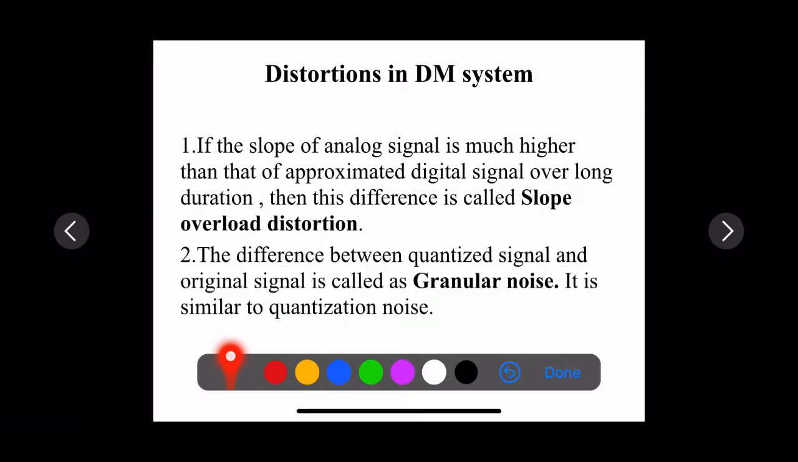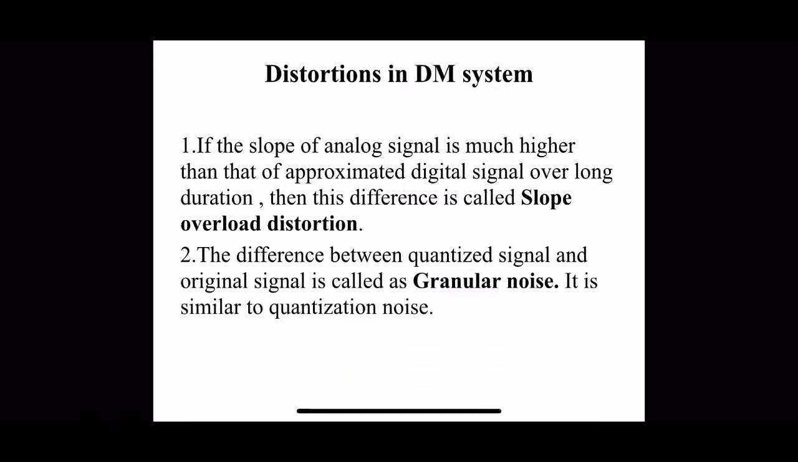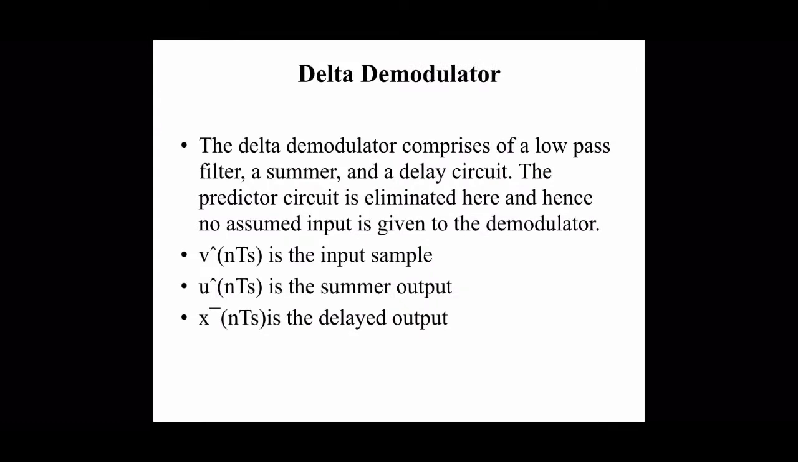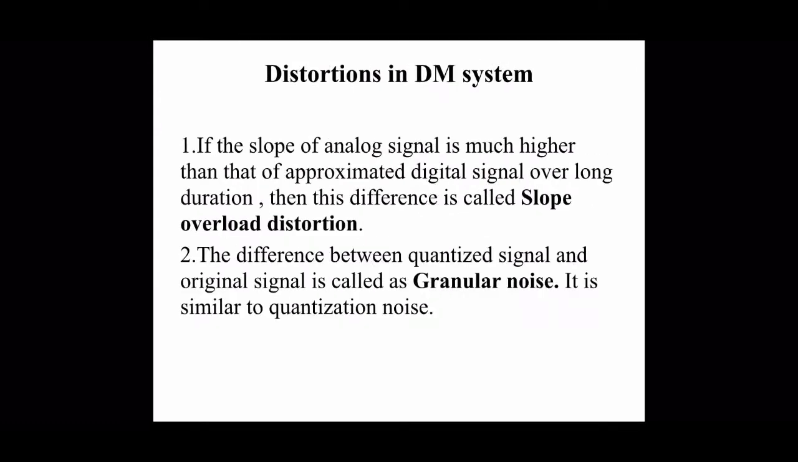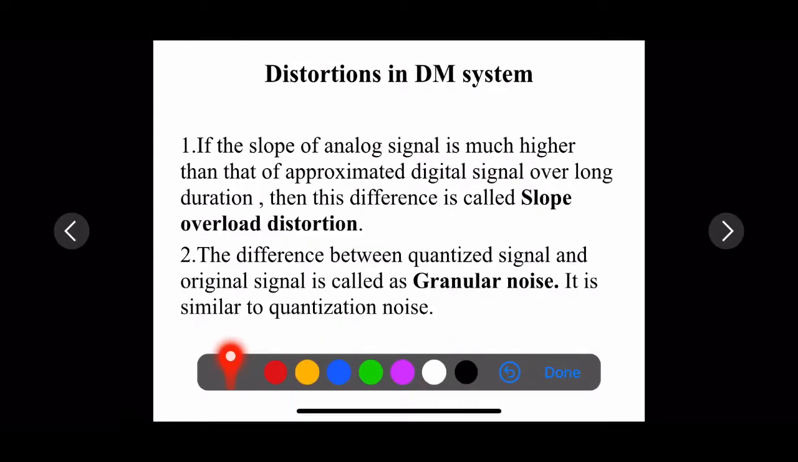Here two types of distortions occur during modulation or demodulation. One is slope overload distortion and another is granular noise. Slope overload distortion means that if the slope of the analog signal, slope meaning slanting lines, is much higher than that of the approximated digital signal over a long duration, then this difference is called slope overload distortion.